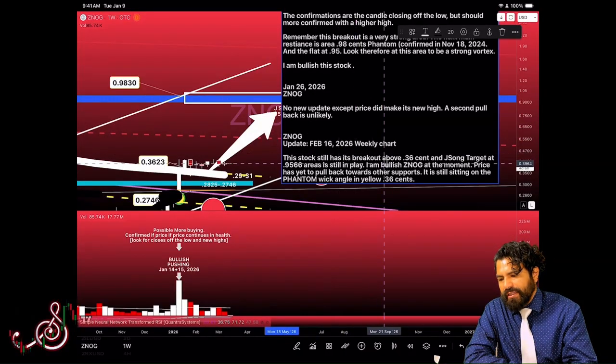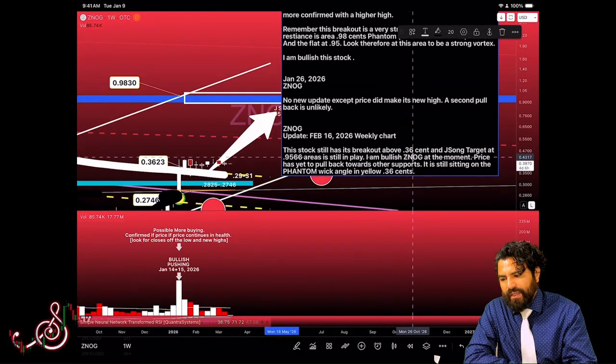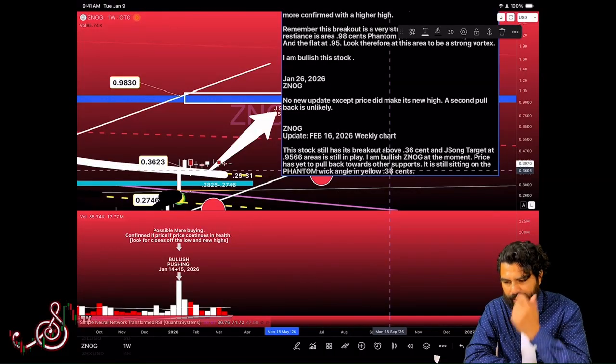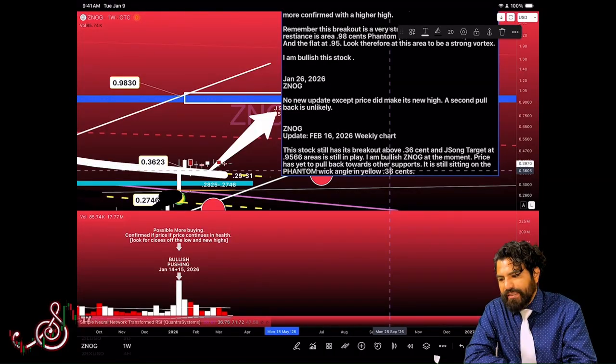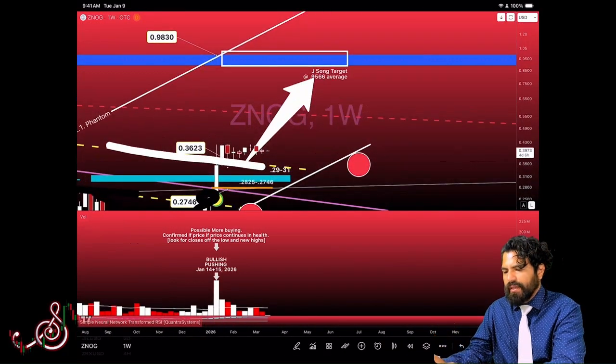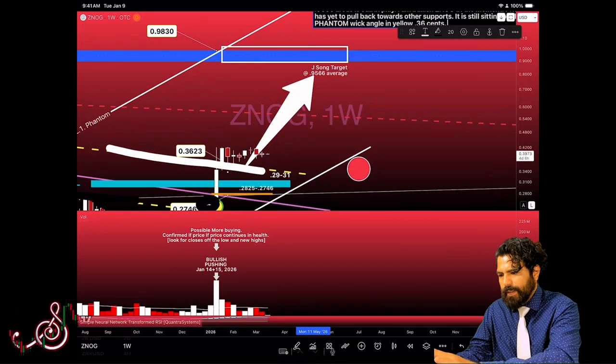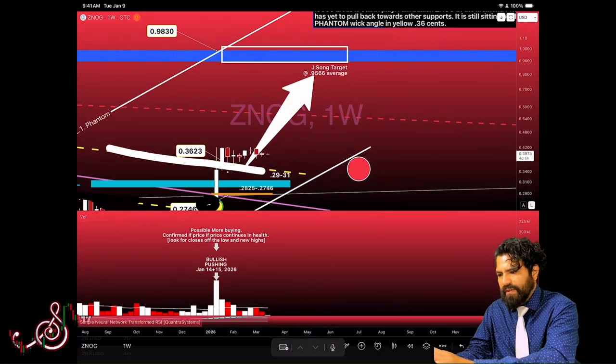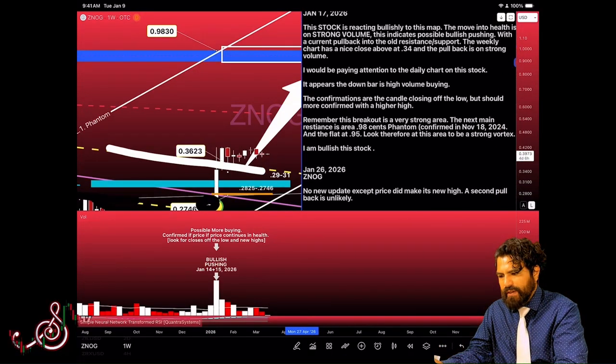ZNOG, February 16th, the stock has a breakout and is still above 36 cents, and the target at 95 cents area is still in play. I am bullish ZNOG at the moment. Price has yet to pull back towards other supports. It's sitting there on the Phantom Wick angle in yellow, 36 cents. All right, so that's basically still everything that I'm looking at, and I really don't have any other update for you guys for that stock.